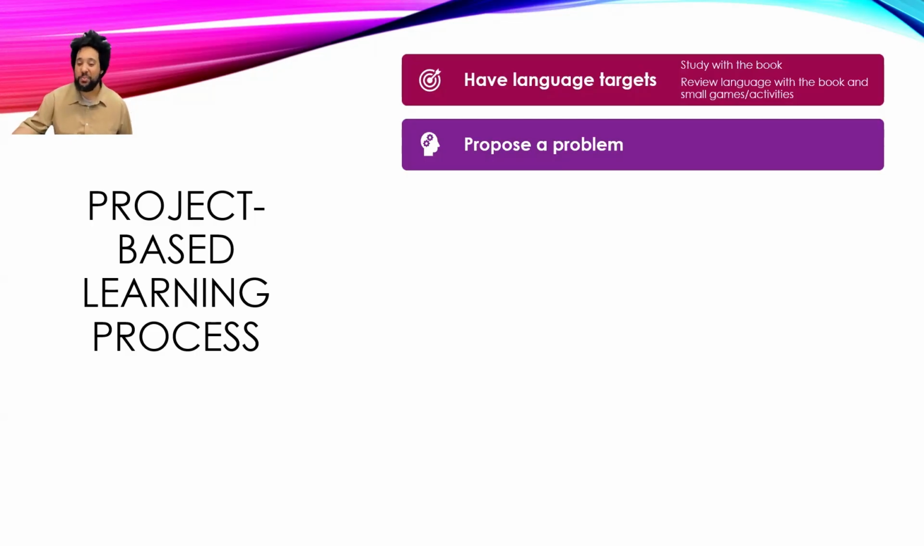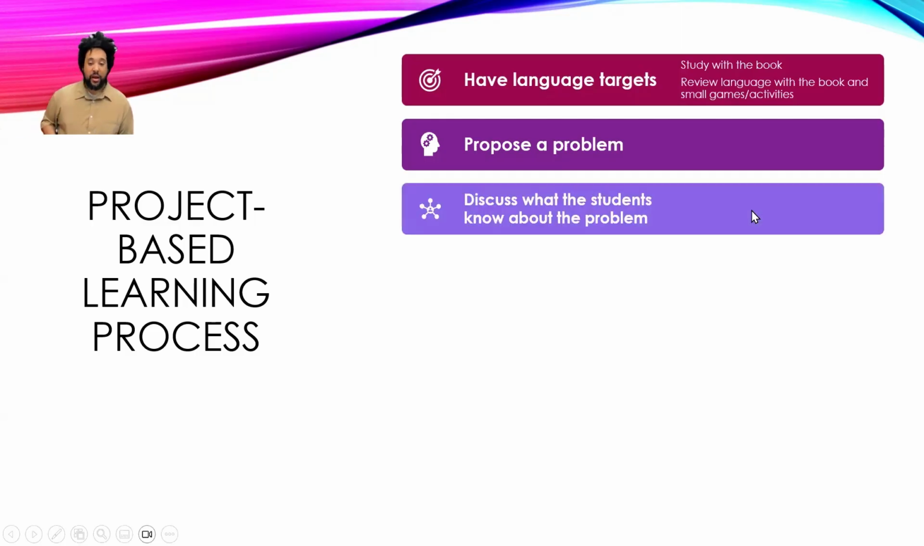So it's a simple problem, but you're going to propose that to the students, and then they need to find a way to solve this problem independently. In order to do that, the teacher needs to lead them at first, and that means discussing what the students know about the problem.